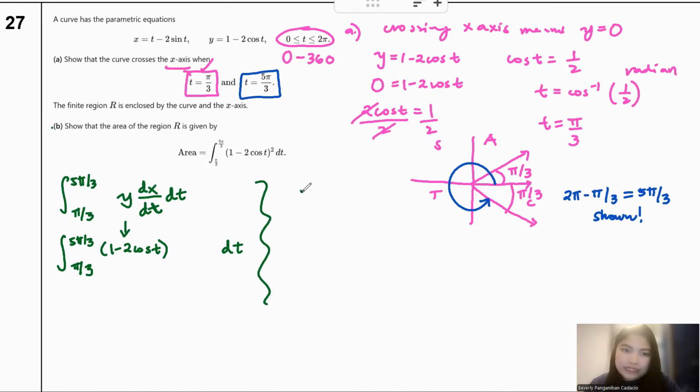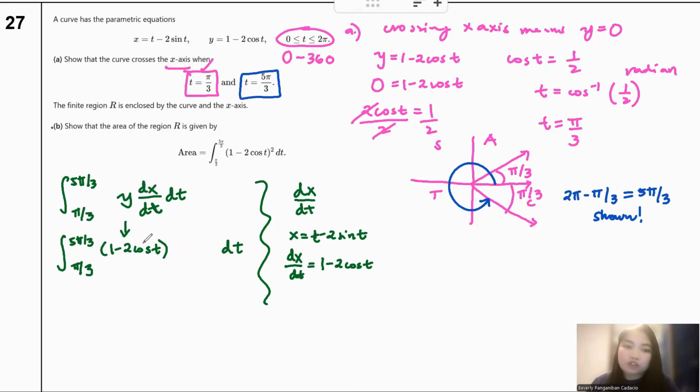If you want to get your dx over dt, it means that you're going to derive this. Derive that. So I'm going to copy x is equal to t minus 2 sine t. What you're going to do is derive it in terms of t. So the derivative of x in terms of t will be dx over dt. The derivative of t is 1. The derivative of 2 sine t, remember, it's there in the formula sheet. The derivative of sine will be cos. So meaning it is negative 2 cos t.